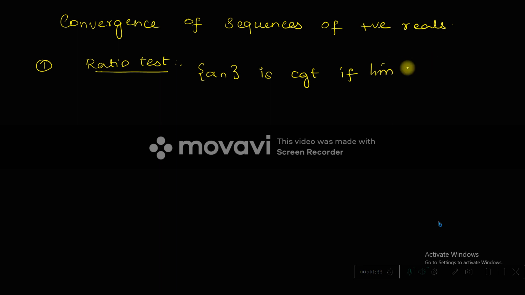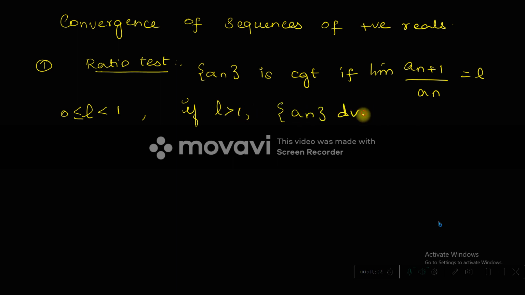the limit of a_(n+1) upon a_n is equal to L, where L lies between 0 and less than 1. If L is greater than 1, a_n diverges. If L is equal to 1, the test fails. Right? This is the ratio test.